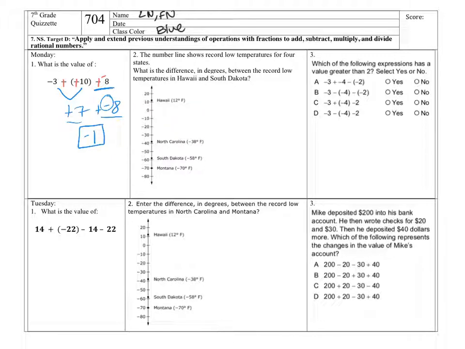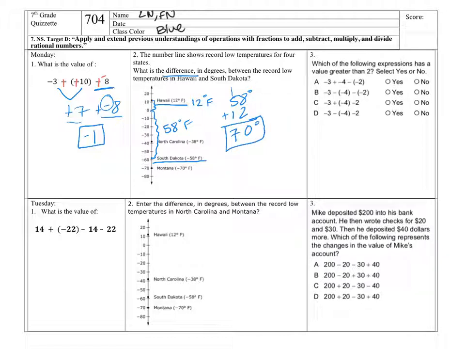Number 2, the number line shows record low temperatures for 4 states. What is the difference in degrees between the record low temperatures in Hawaii and South Dakota? So the first thing is I'm going to locate Hawaii and South Dakota. And Hawaii is 12 units away from 0. So I know that's 12 units away from 0. And then South Dakota is 58 degrees away from 0. You can add those two together, and that will get you the amount of degrees, the difference between them in distance, and it's 70 degrees.